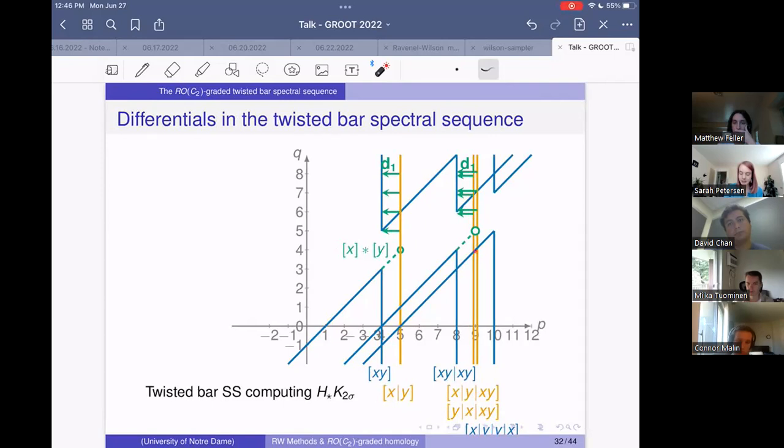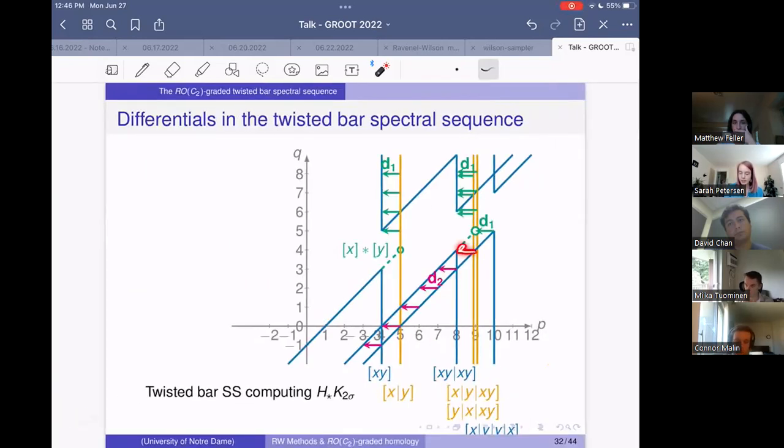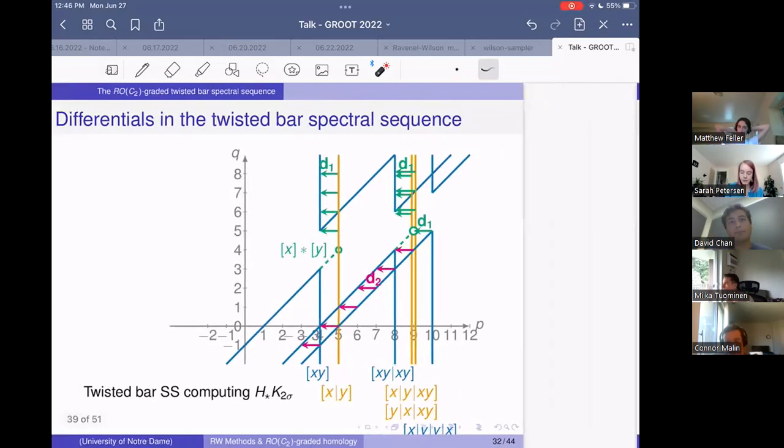But there's nothing in this degree that can hit this full cone. So this D1 should induce a D2 differential that should kill off the rest of this cone if we already knew this is free, which I haven't told you that it is yet. But this is the sort of structure that you end up seeing in this twisted bar spectral sequence. So it very quickly becomes something that's more complicated and then perhaps a bit unwieldy to deal with.